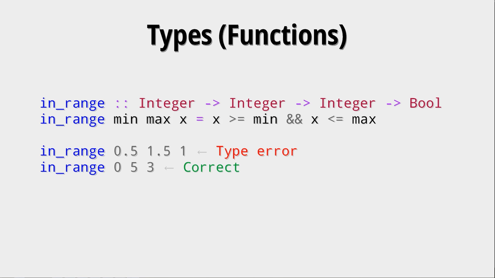This is not the only type you could assign to this function. You could also do this with floats, but here in this case we do it with integers. It's very important to see that, for example, if you call this function with floats, it will return a type error. It will not return anything. It will just produce a type error. But of course it works with integers.